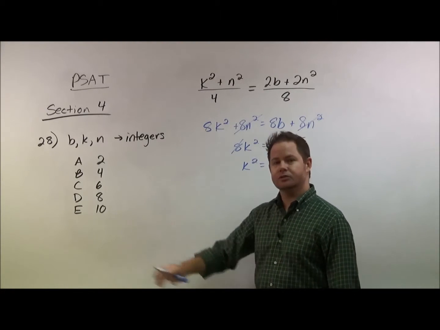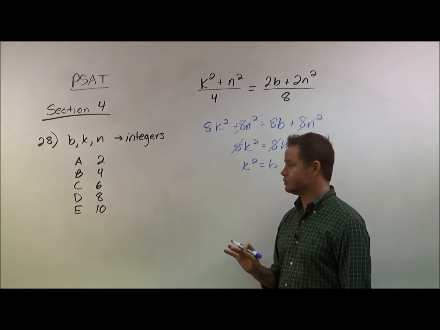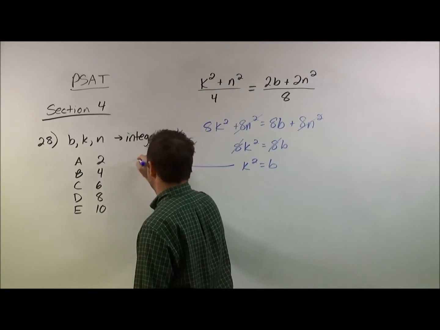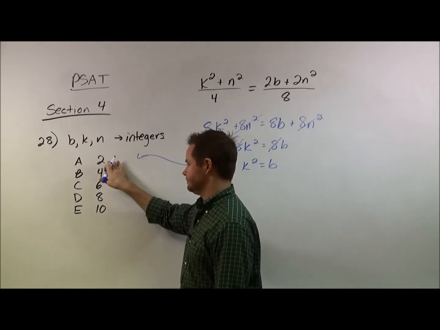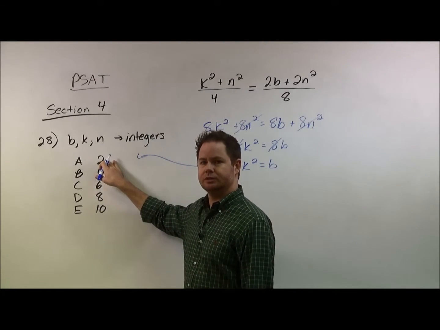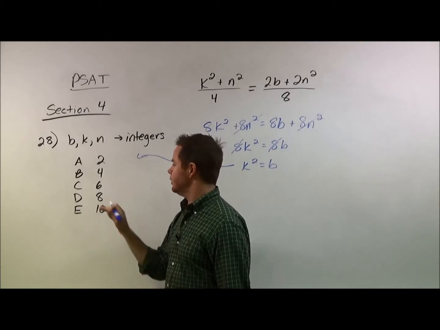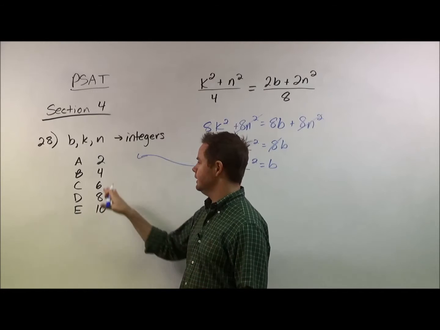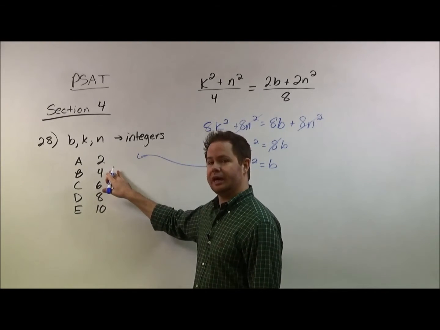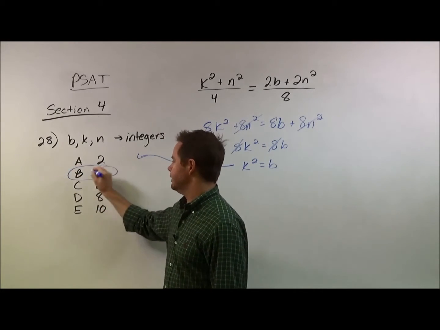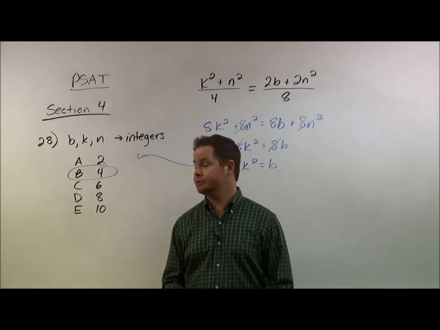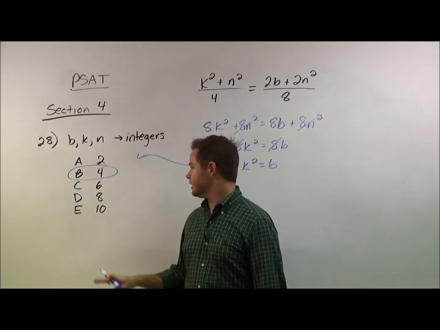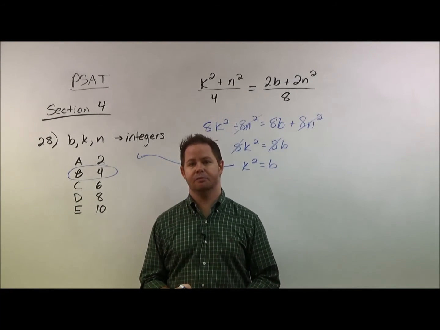So among our answer choices, we're just looking for the answer choice that also is a perfect square. If k squared equals b, then if we apply that over here, could b equal 2? No. Hopefully you said no, because there is no integer value that when you square it gives you 2. 4, however, is a perfect square, and that's the one that hopefully among our answer choices stands out to us as being a perfect square. So when k squared equals b, if they're both integers, then that means that 4 is the only option that we would have for b on question 28.